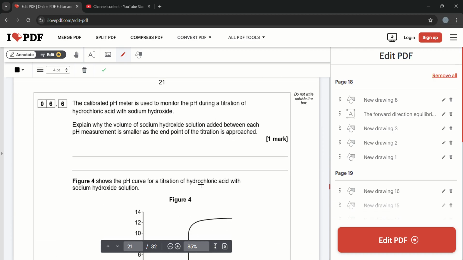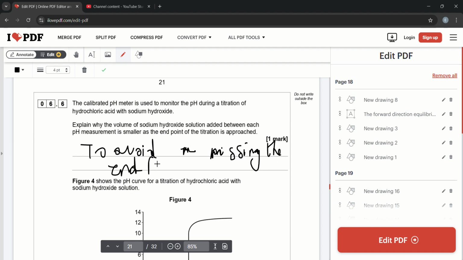And then 6.6, the calibrated pH meter is used to monitor the pH in the titration. Explain why the volume of sodium hydroxide solution added is smaller as the endpoint is approached. Why the volume added is smaller? To avoid missing the endpoint.